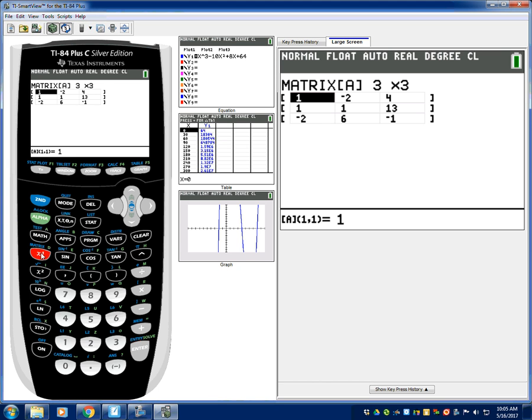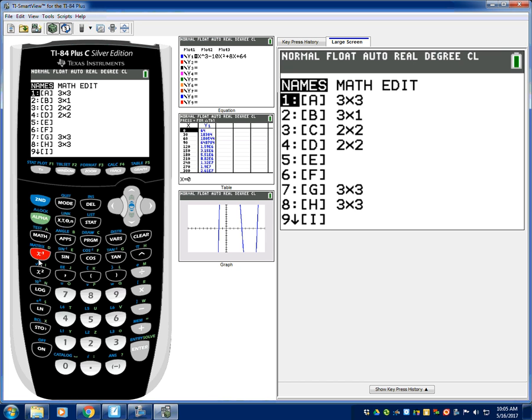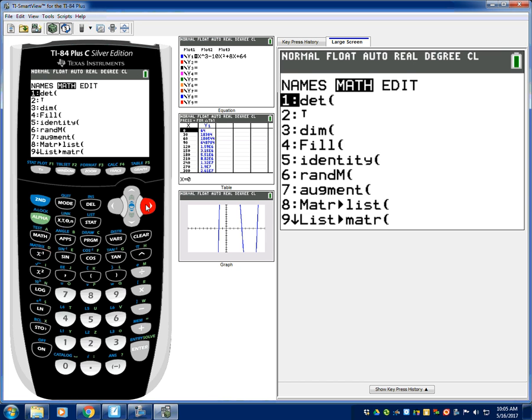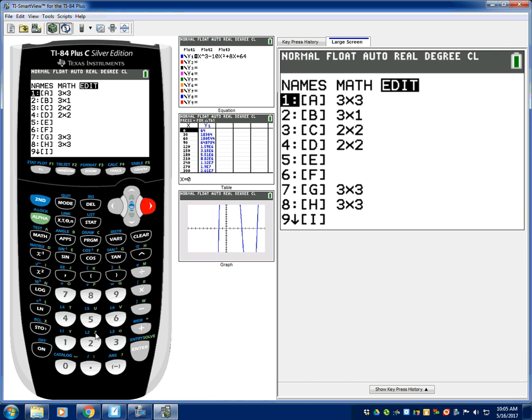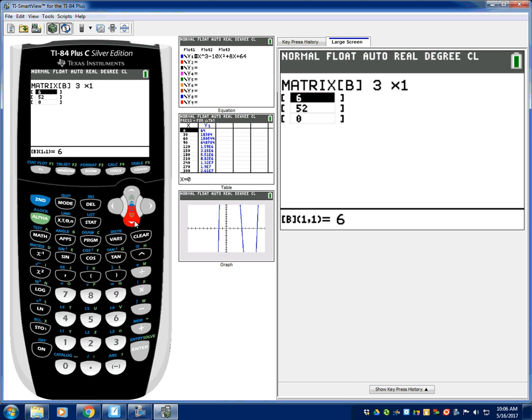I'm going to go ahead and hit matrix again. Quit out of here. Hit matrix again. Second X inverse. Go over to edit. Enter in my 3 by 1 matrix. That's number 2, matrix B. And my 3 by 1 matrix is the answer matrix. It's 6 and 6 and negative 10.